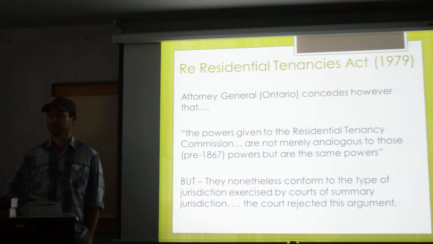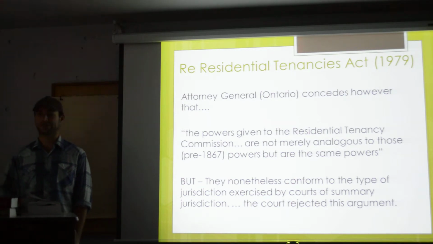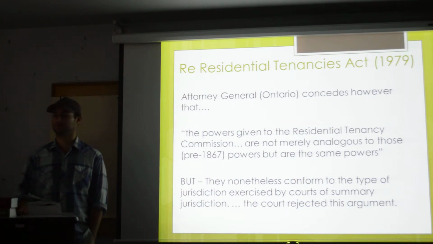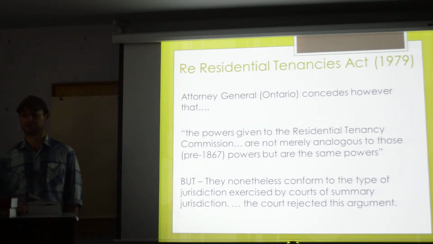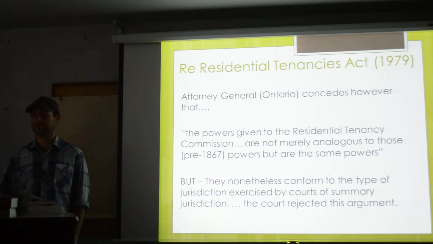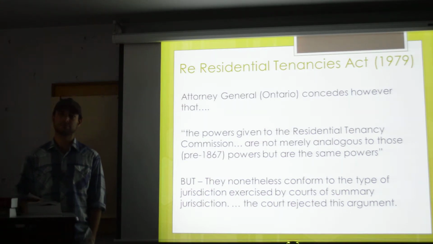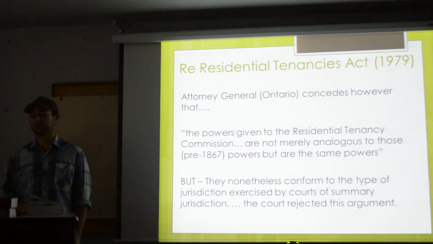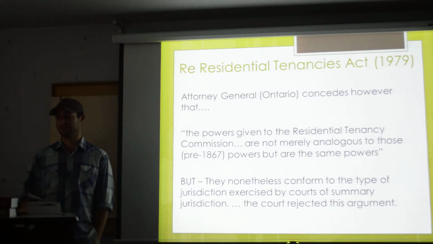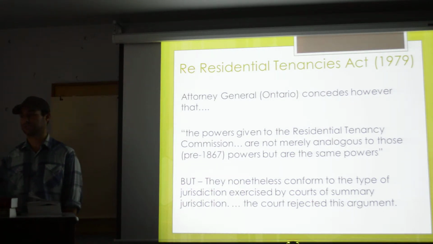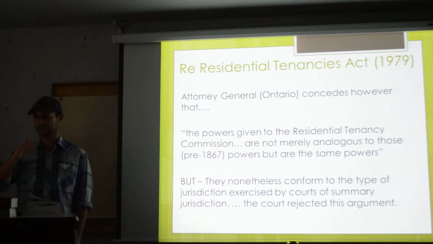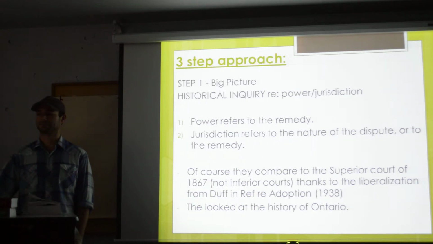They're basically saying, and they admit this later, they concede that the powers given to the Residential Tenancy Commission are not merely analogous, they are the exact same powers, kind of conceding the point of the original appeal. They do argue, though, that nonetheless they conform to the type of jurisdiction exercised by courts of summary jurisdiction. Basically, I believe arguing for a shared jurisdiction in 1867, and the court rejected this argument.